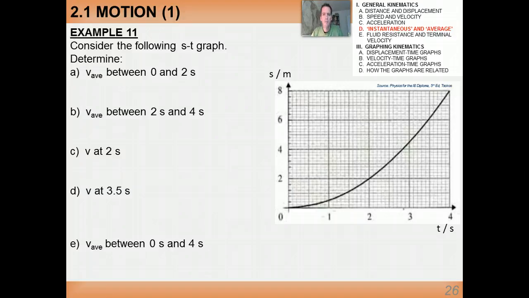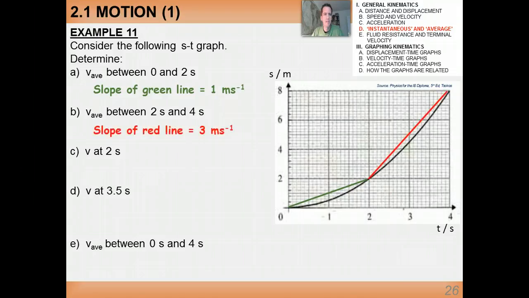Okay, so I have the following distance-time graph. s is a function of t. It's a concave up curve. I have the average between 0 and 2. Well, that's just the slope of the green line, which is 1 meter per second. The average between 2 and 4 is the slope of this red line, as I have drawn here, 3 meters per second.